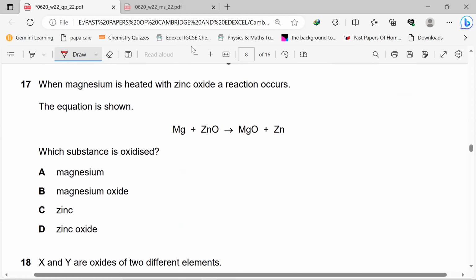17, when magnesium is heated with zinc oxide, a reaction occurs. The equation is shown. This one is a displacement reaction, you know. Which substance is oxidized? You see magnesium gains oxygen, magnesium oxide, very straight. Magnesium is oxidized. Zinc oxide is reduced. So that's how we need to understand. 17A is the only correct answer. We know gain of oxygen is oxidation.